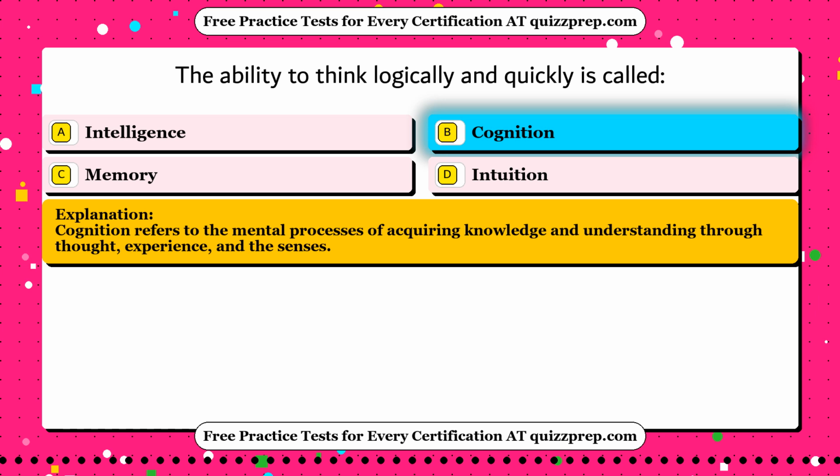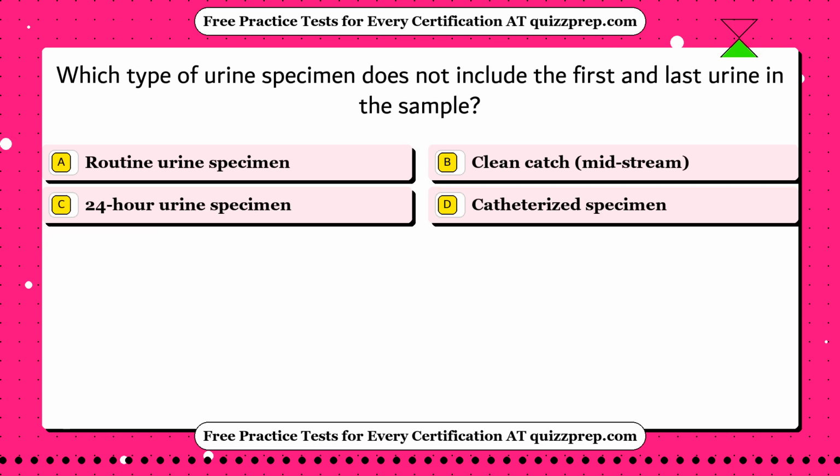Cognition refers to the mental processes of acquiring knowledge and understanding through thought, experience, and the senses. Question 21. Which type of urine specimen does not include the first and last urine in the sample? Option A, routine urine specimen. Option B, clean catch, midstream. Option C, 24-hour urine specimen. Option D, catheterized specimen.